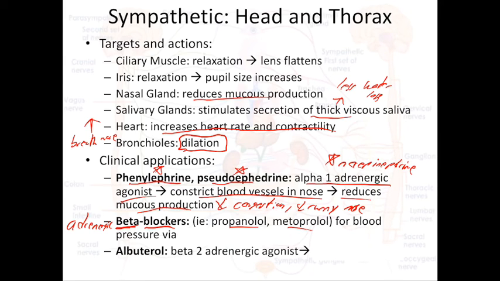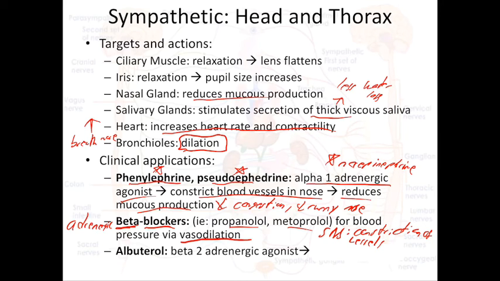So if they're blocking adrenergic receptors, they're blocking the effects of the sympathetic nervous system. What does the sympathetic nervous system do to blood vessels? SNS causes constriction of vessels. So if we block that constriction effect, we actually get dilation instead, and that decreases blood pressure.